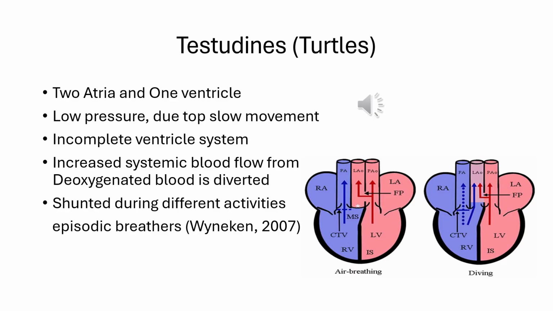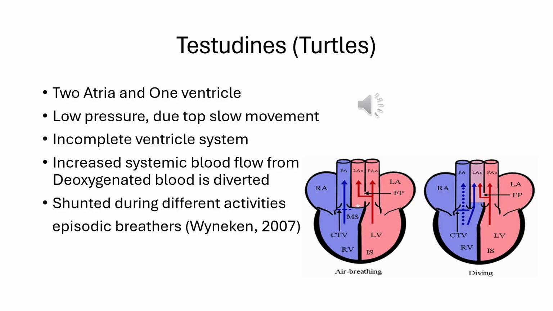So as we see on this slide with the testudinids, or the turtles, when we look at the heart, we still see that there are 2 atria and 1 ventricle. And the difference here is that it's partially septated. So there is still that mixture of oxygenated and deoxygenated blood occurring in the ventricle. And as we'll see in a little bit, the ability for the turtle to change it depending on what activity they're doing is what creates that change.